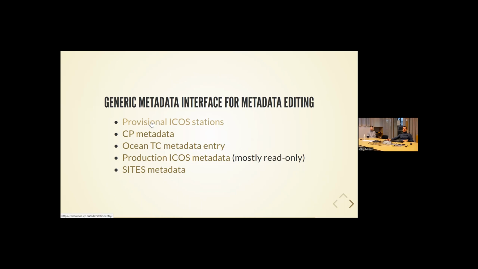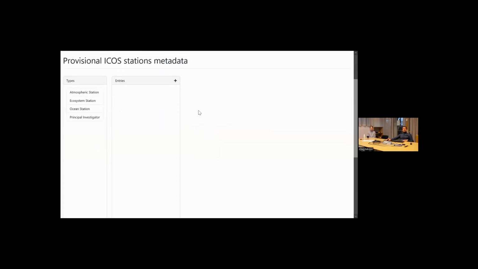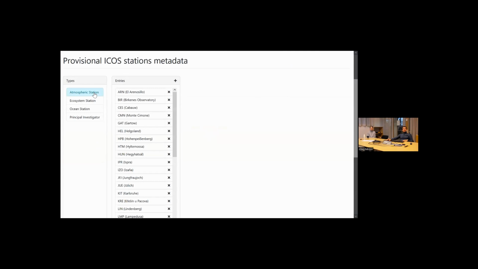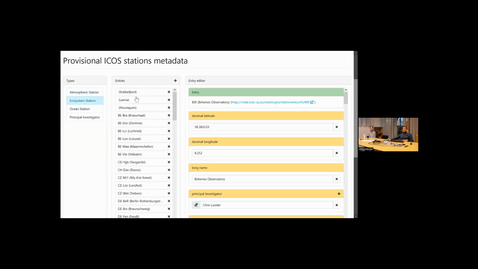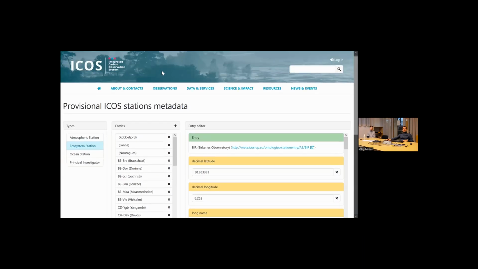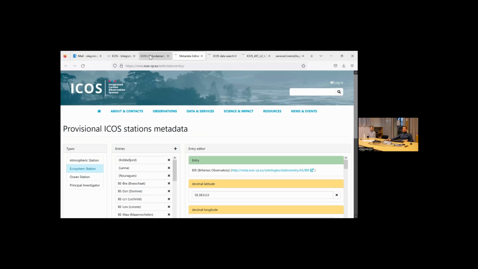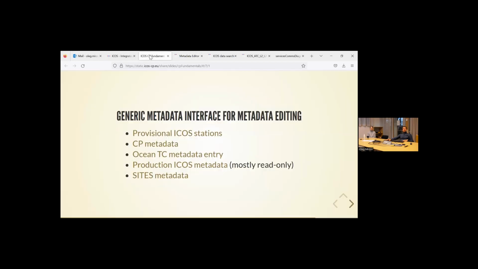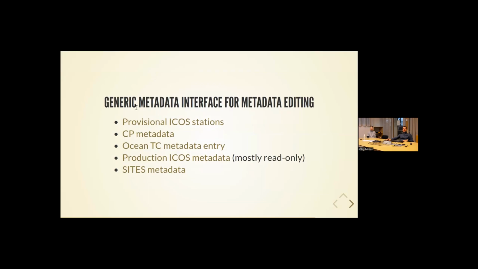So when the head office needs to enter the candidate stations, they use it. It looks like this. They come in, they edit it. It's pretty basic, but you can use it. Why we have it? Well, what does it mean, generic? Well, generic means that you can repurpose it for many different metadata models.